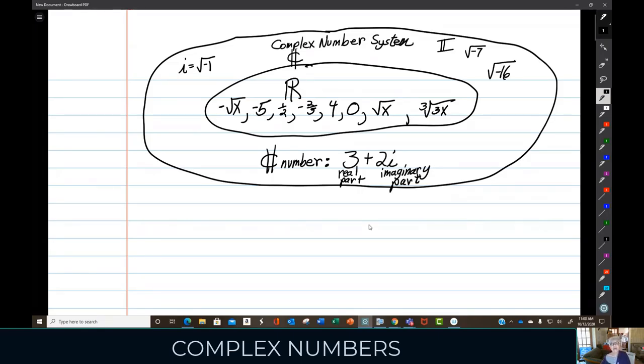And we are going to be working with complex numbers today and introducing you to complex numbers. For instance, even though i is really the square root of negative one, you never actually write out the square root of negative one.